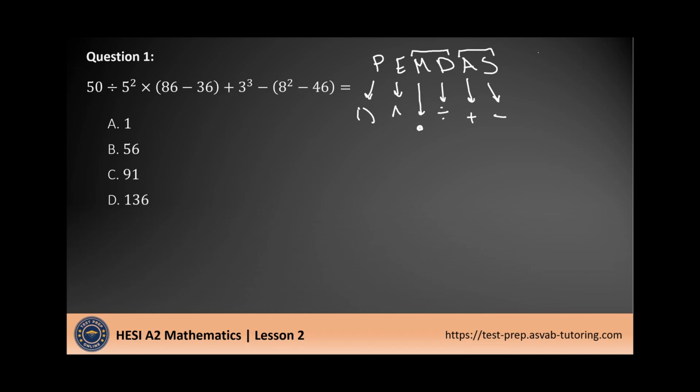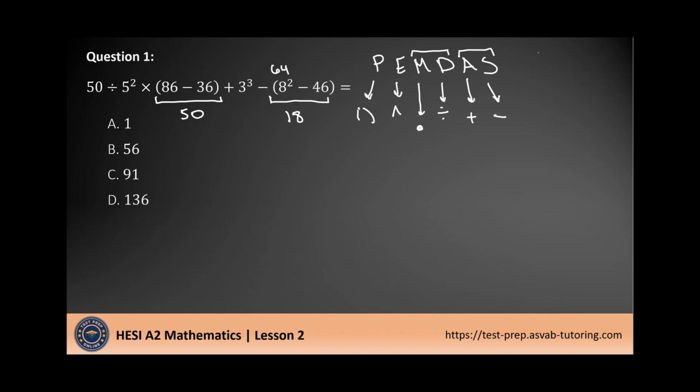Okay, so let's start on this problem. First, I see two sets of parentheses. I can simplify this first set, 86 minus 36, as 50. And in the second set, notice we have 8 squared, so before we subtract, we're going to need to evaluate 8 squared, which is 64. Okay, now we're going to do 64 minus 46, which is going to be 18.